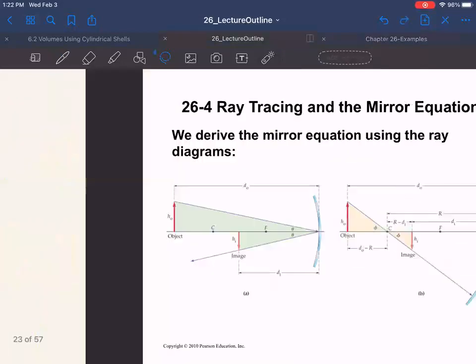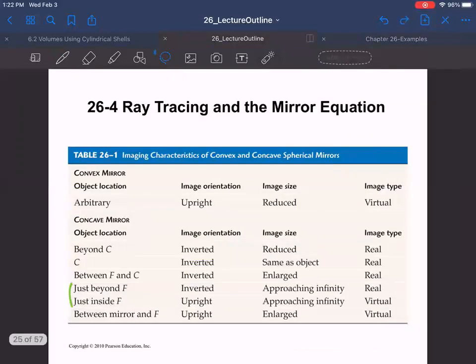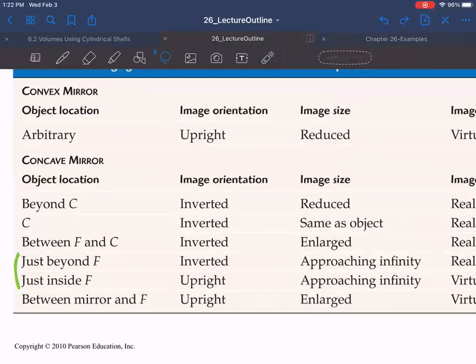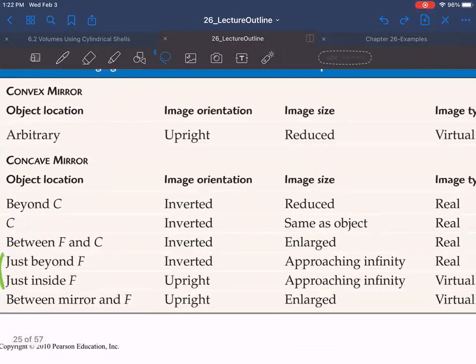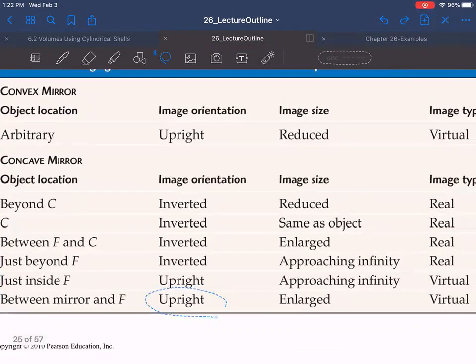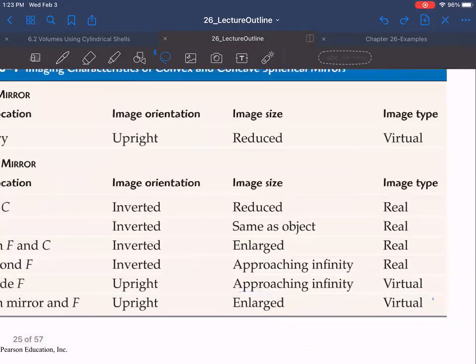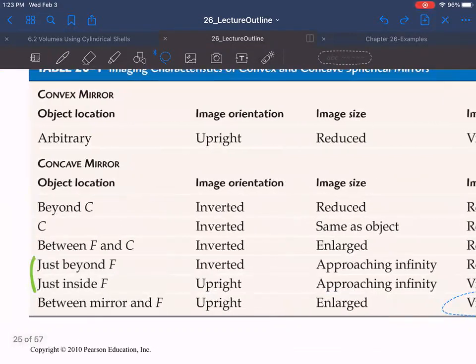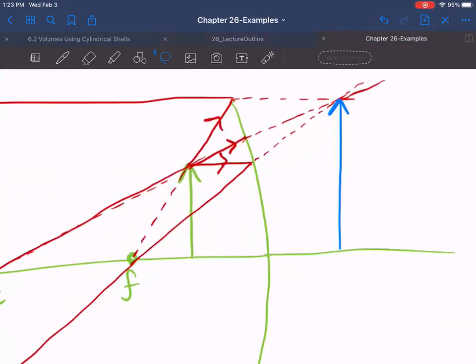On the chart, it states that just beyond F, it's still inverted. So it's upright, it's enlarged, it's virtual. So this is in between it. This would be just inside it. This would be just outside it. They're like taking the limit as we go. Yeah, like a left and right limit kind of a thing.